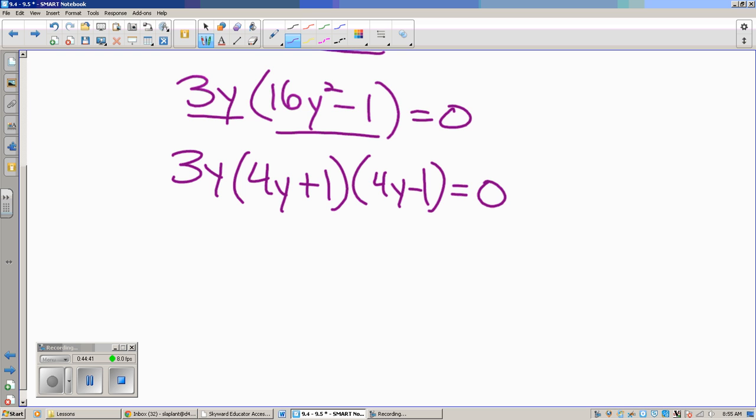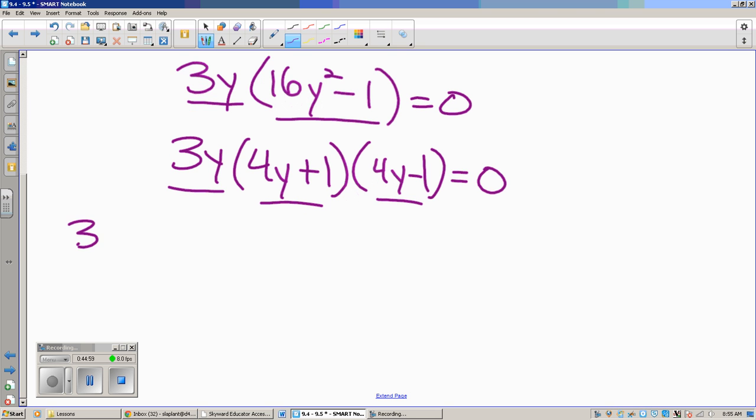How many answers am I going to have here? 3. Thank you. Why are we going to have 3 answers? Because there's 3 separate things that could equal 0. 3 different terms, a monomial and 2 binomials. So 3y equals 0, 4y plus 1 equals 0, and 4y minus 1 equals 0. If any of those equals 0, the whole thing is going to equal 0.